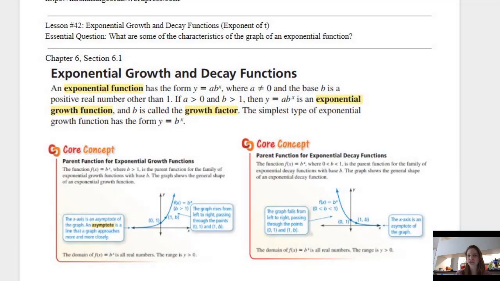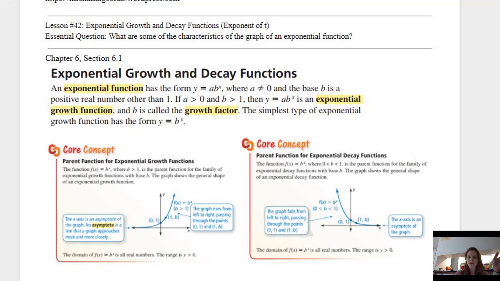An exponential function has the form y equals ab to the x, where a is not 0 and the base b is a positive real number other than 1. If a is greater than 0 and b is greater than 1, then y equals ab to the x is an exponential growth function, and b is called the growth factor. The simplest type of exponential growth function has the form y equals b to the x power.